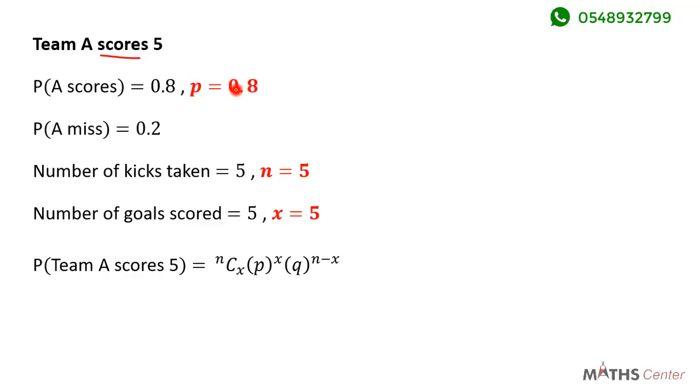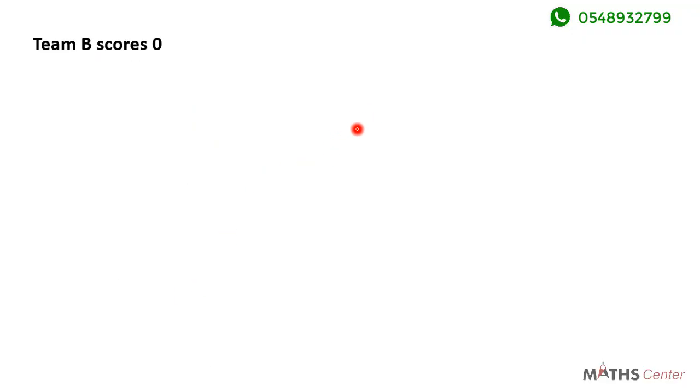So p will be equal to 0.8, which is the probability that team A scores. The probability that team A misses will be 0.2, and that gives us the probability of failure. So q is equal to 0.2. When you substitute it in here, you have 5 combination 5, 0.8 exponent 5, 0.2 exponent 0. And this gives us 0.32768.